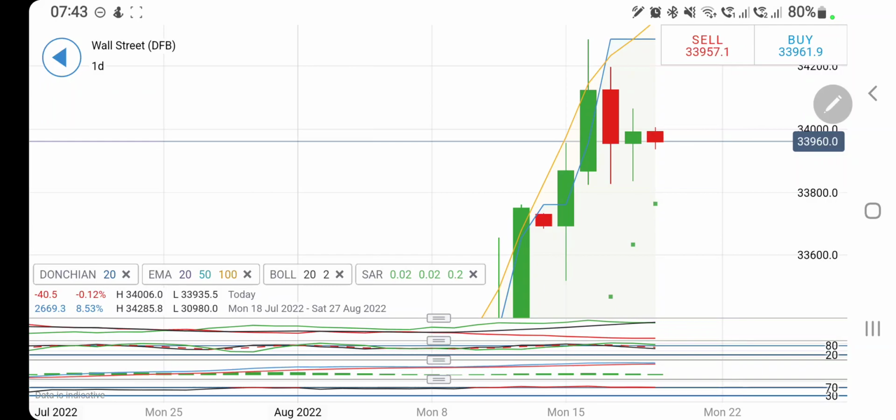Rather, till the time it trades below 34050, you can stay short and expect it to drop towards 33900, 33830 levels. Below that, 33700 can also be expected. Take your trades accordingly, trade accordingly, trade with the stop loss, trade with the trailing stop loss.